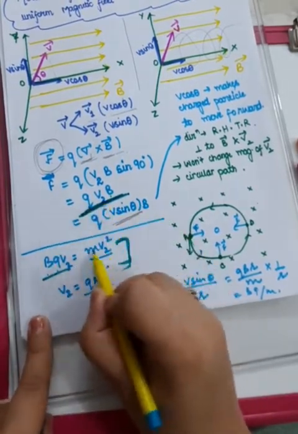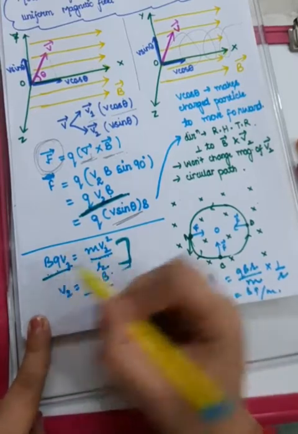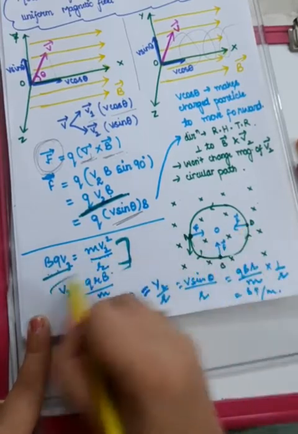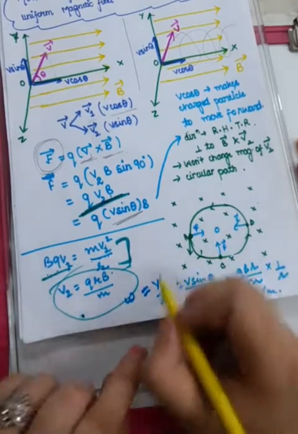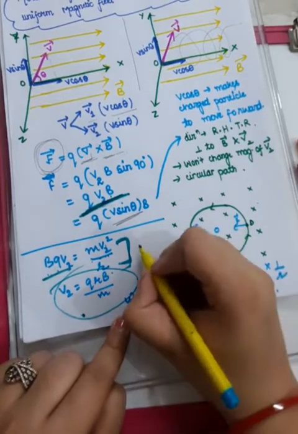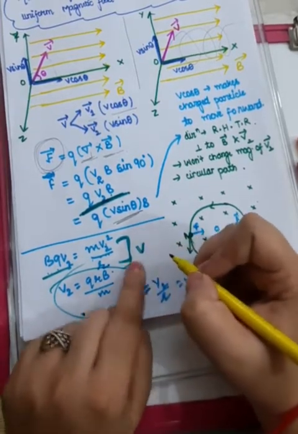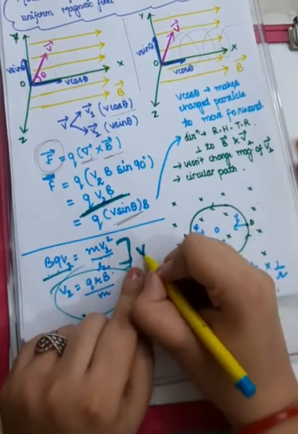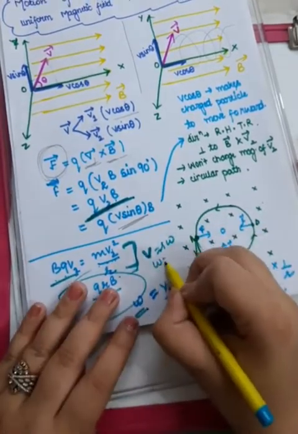BQV2 equals centripetal force mv2 squared upon r. V2 cancels with V2. Solve it, get the value of V2. When you get the value of V2, you know the relation between linear velocity and angular velocity. It was taught to you last year. V is equal to r omega. So omega is equal to v upon r.